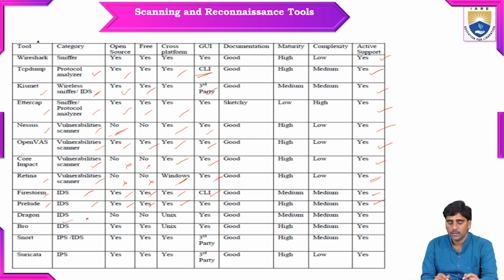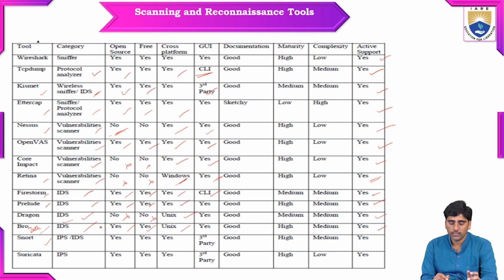And Dragon, it is also an intrusion detection system, and it is not open source, and it is not free of cost, but it operates on the Unix operating system, and it is actively supported. And Bro, simply called Zeek, we can call it Zeek, and it is an IDS tool. It is also open source, and it is also free of cost, and it is also cross platform. It operates only on Unix, and it is actively supported.